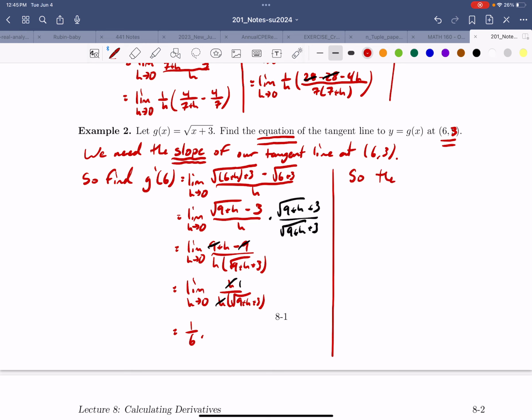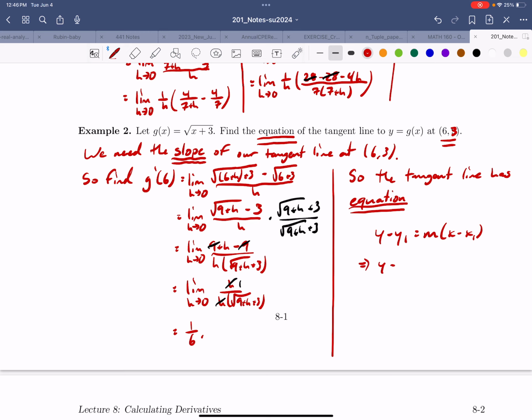So the tangent line has slope 1/6, so it has equation, again, just underlining equation. Now, do you remember the equation of a line? It's going to be y minus y1 equals the slope times x minus x1. That's the point slope form of a line. We have to know that.